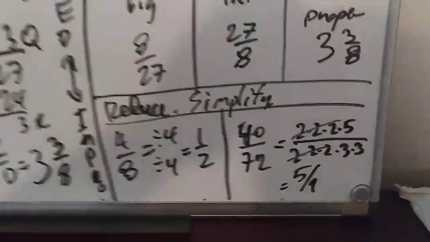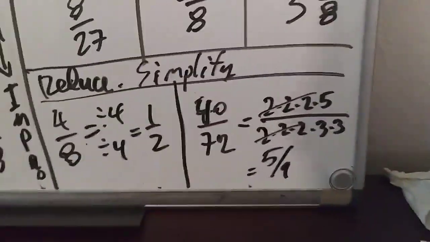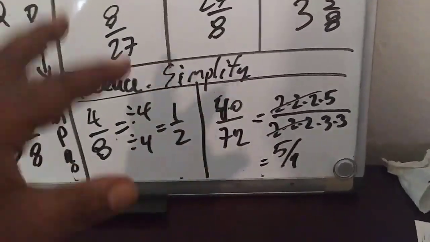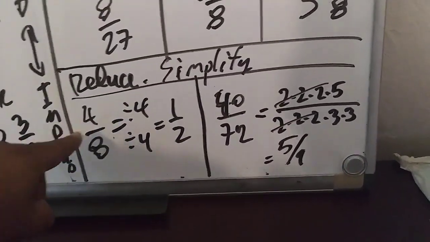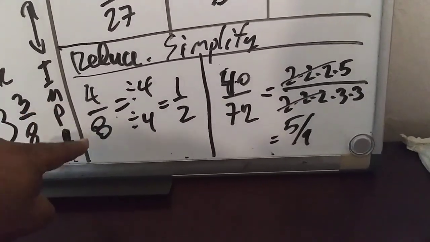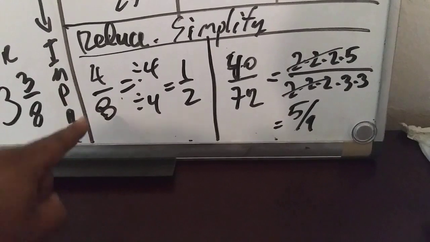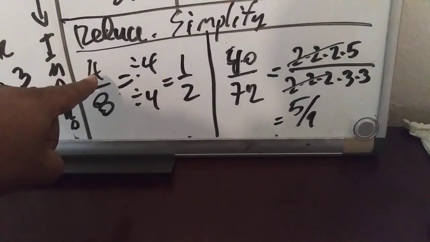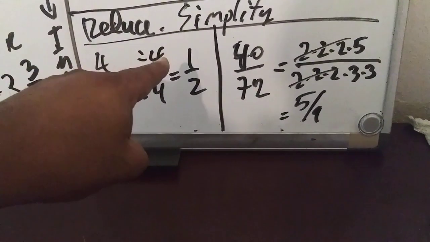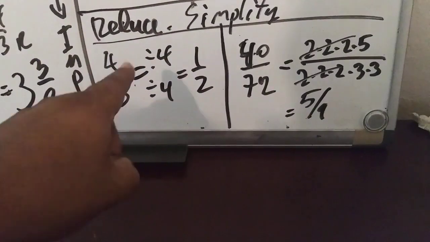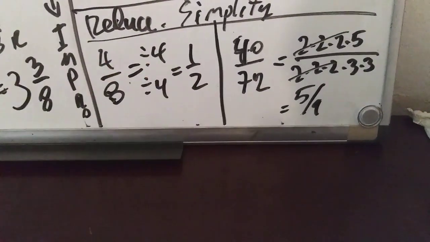Simplify. From this lecture on, if they say this word and it's a fraction around, you got to reduce the fraction to lowest terms. So you got to find the greatest common factor of these two numbers, in this case 4. Because 4 goes into itself and 4 goes into 8. 4 divided by 4 is 1, and 8 divided by 4 is 2. So 4 eighths of the pizza is the same thing as half of the pizza.